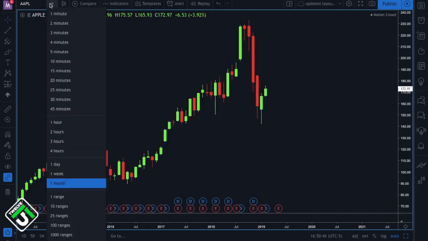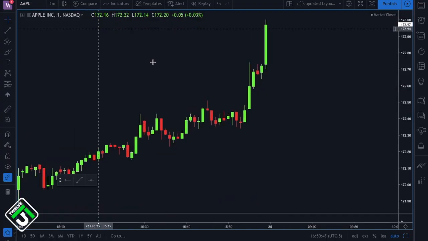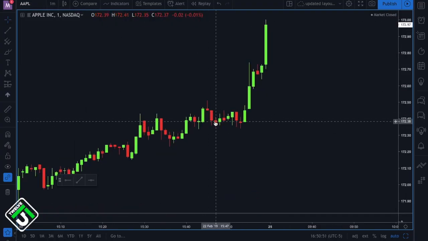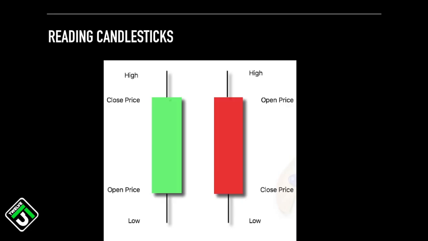If I wanted to look at the 1 minute chart, I go to 1 minute, and now each one of these candlesticks represents 1 minute worth of price action. So as stated before, each candlestick provides us with 4 pieces of information: the opening price for the time period, the highest price of that time period, the lowest price of that time period, and the closing price of that time period. The boxed area of the candlestick is called the body, and this represents the opening price and the closing price of the time period that you have chosen. The lines at the top and the bottom of the body are called the wicks, and this represents the lowest price of the time period and the highest price of the time period.